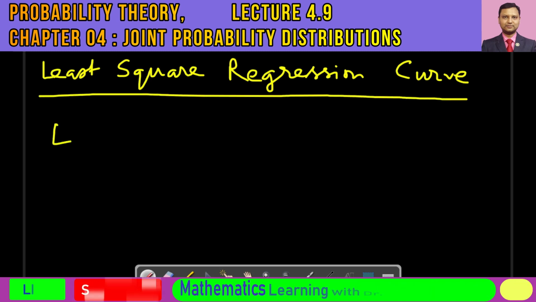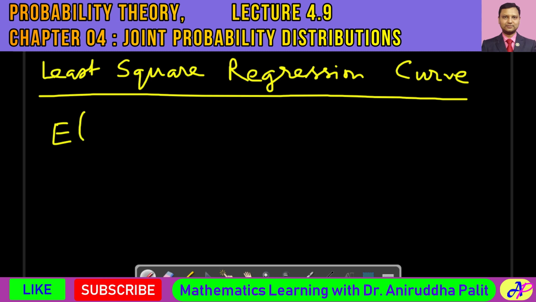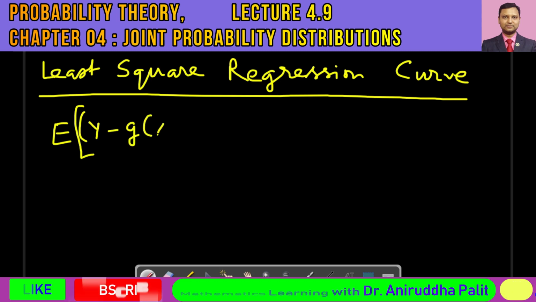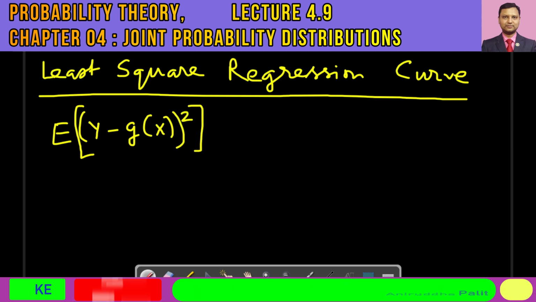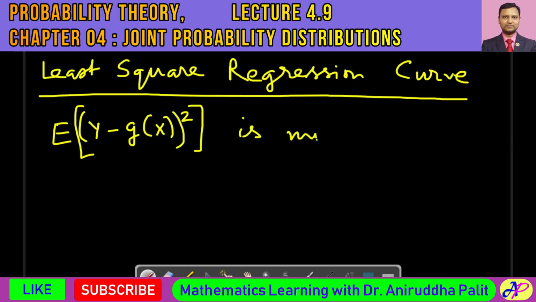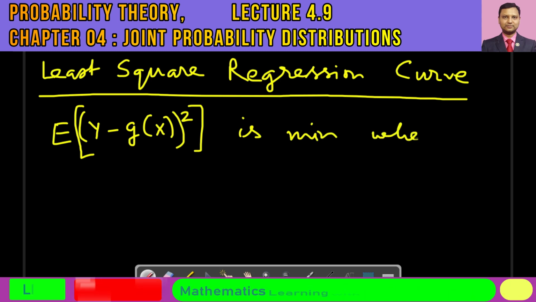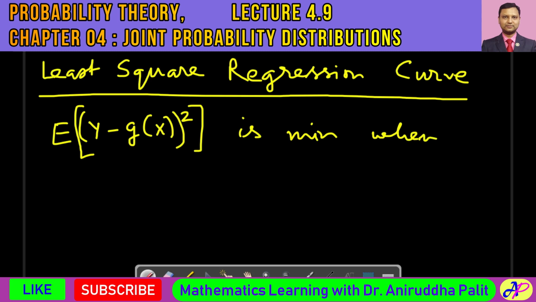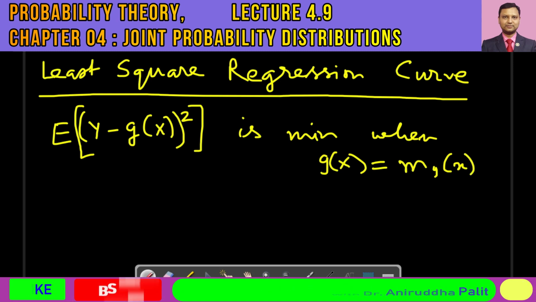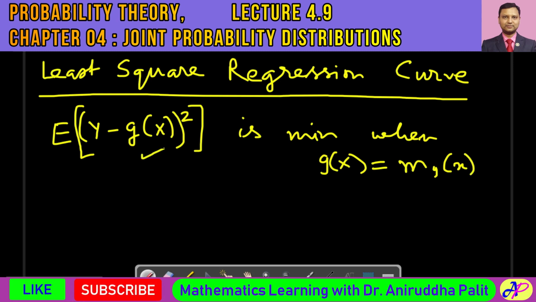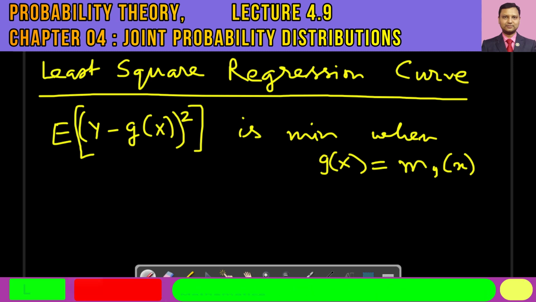In the minimum property, what we have studied is that the expression expectation of y minus g of x whole square is minimum when this g of x is equal to the regression curve of y on x. Now, in place of this g of x, basically this g of x can be any kind of continuous function.